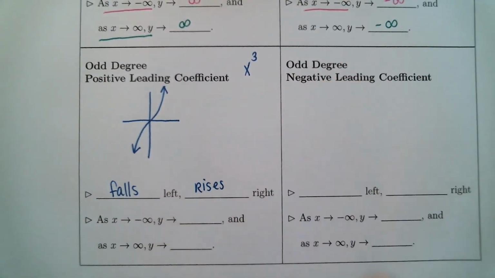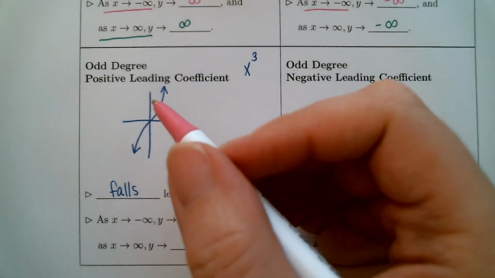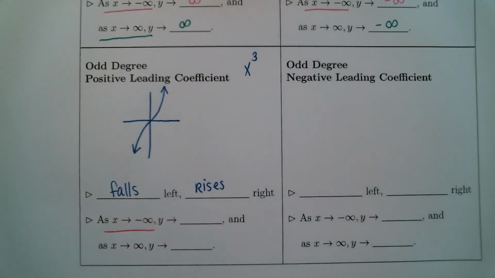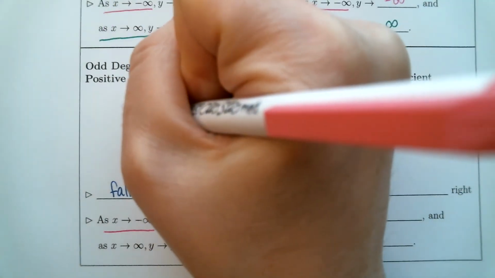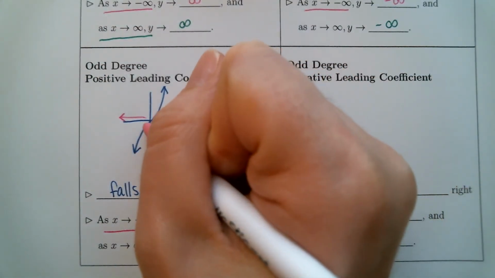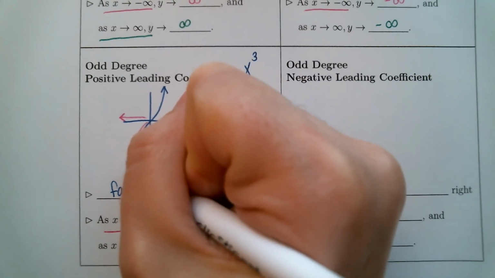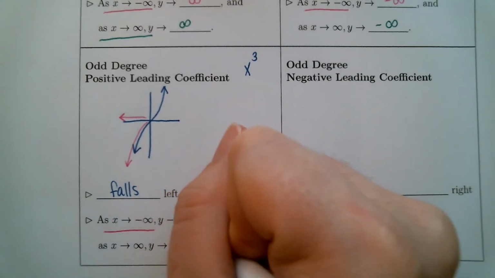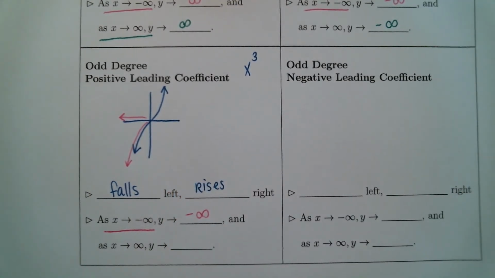Okay, so any odd degree positive leading coefficient polynomial is going to fall to the left and rise to the right. Now let's use the math notation to write this down. Let's describe the end behavior. If your x values are approaching negative infinity, so if your x values are getting more and more negative, which is this way, what is happening to their y values? Well, here are their y values. They're going in this direction. They're getting more and more negative. So as your x values approach negative infinity, your y values are also going to approach negative infinity.